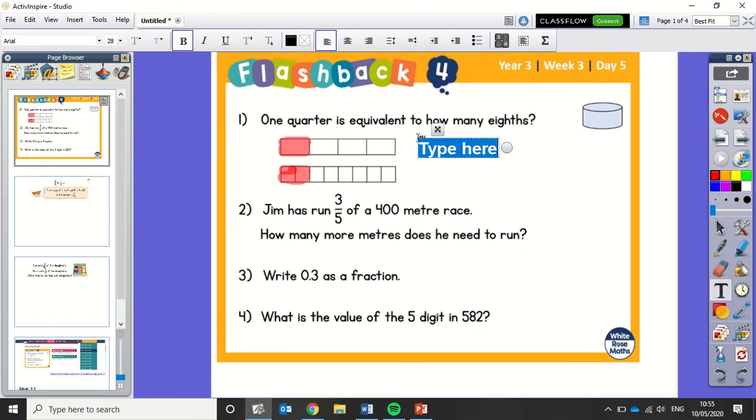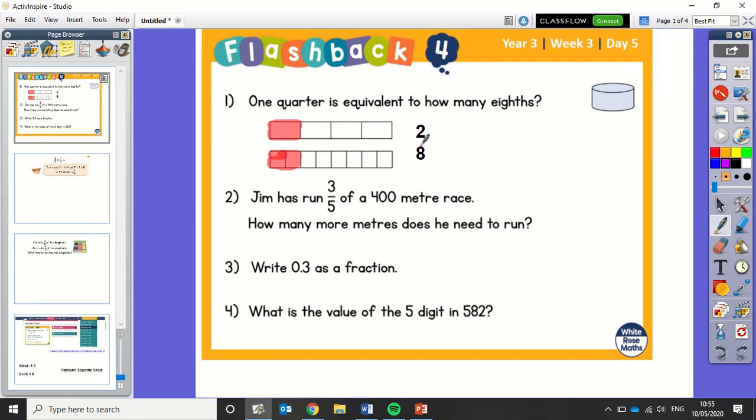So how do we write that? The 2 goes on top and the 8 goes underneath. 2/8. Nice and easy. You can check that by doing 4 times 2 is 8, 1 times 2 is 2. Yeah, that works. Next one.